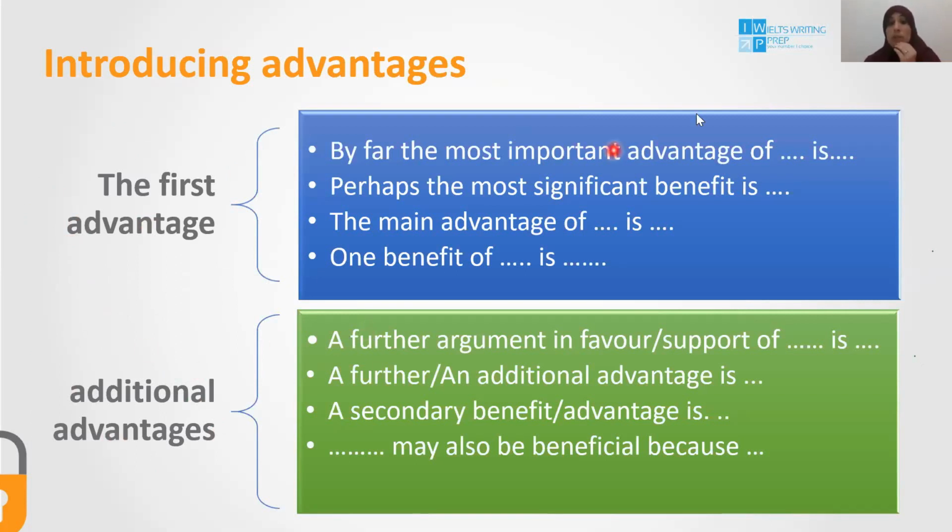This is a very good one to use: by far the most important advantage of studying abroad is learning a new language. Or you could use: perhaps the most significant benefit is learning a new language. You can put "of" in there, but you don't want to be repeating "of studying abroad" all the time. So here we've got the sentences for introducing the first one. You only need to use this once. And then in this second box, you would use it once or twice, depending on if you've got 2 advantages or, like I said, you just need 2.